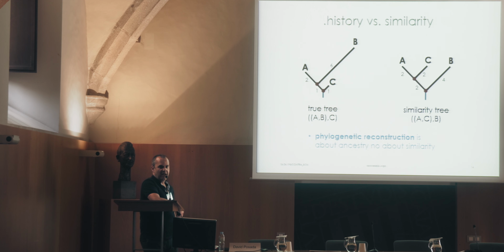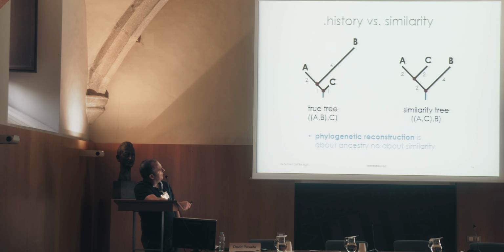Phylogeny is not similarity. If phylogeny was similarity, I wouldn't be a phylogeneticist, because it would be trivial to build phylogenies. Okay? So phylogeny can also be thought of as the art of disentangling homoplasy, convergence, disentangling the fact that two things may look alike but be unrelated. That's the art of phylogenetic inference.